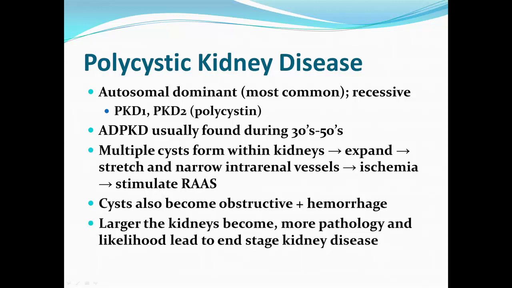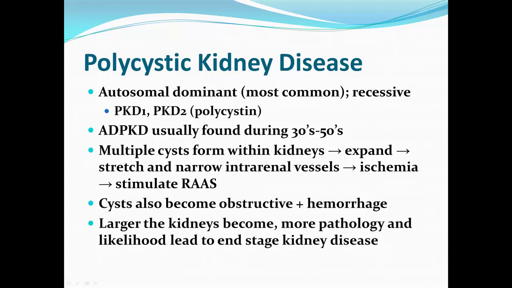So I promised you we would talk about polycystic kidney disease. This is a primary kidney pathology that leads to chronic kidney disease. Polycystic kidney disease is an autosomal dominant kidney disorder, a genetic disorder. The autosomal dominant is overwhelmingly the most common form of the disease. There is also a recessive form of the disease, but it is not seen nearly as often. So I'm going to focus on autosomal dominant.